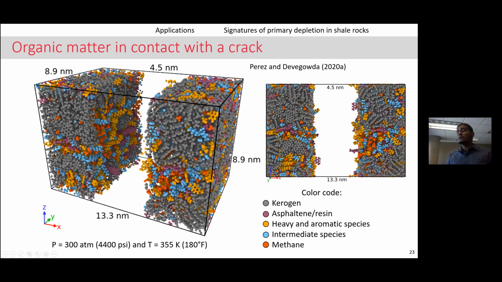And what we did was that we took that kerogen blob and we placed 2 kerogen blobs adjacent to each other, and we separated them by a distance of about 13 nanometers. And why 13 nanometers and not 12? It was just convenient for us. There's nothing sacrosanct about 13 nanometers, but we just separated them by a certain distance.